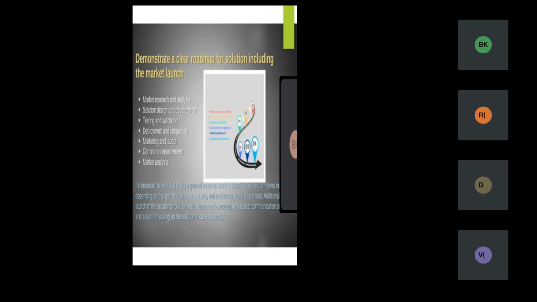And after launching, you have to analyze the chatbot performance with reference to how customers are using it, whether existing users or new users. It is important to note that this is a general roadmap, and the specific steps and timelines may vary depending on the specific use case, industry, and requirements of the business. Additionally, the launch of the solution should be well planned and executed with a clear communication strategy and a plan for scaling up the solution in case of success.